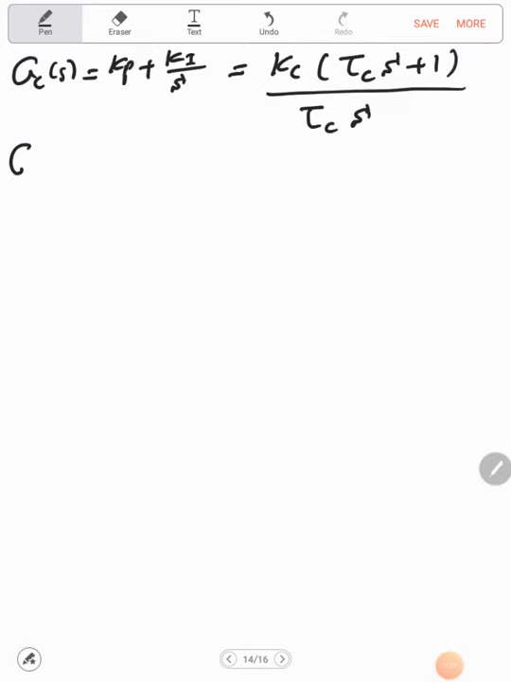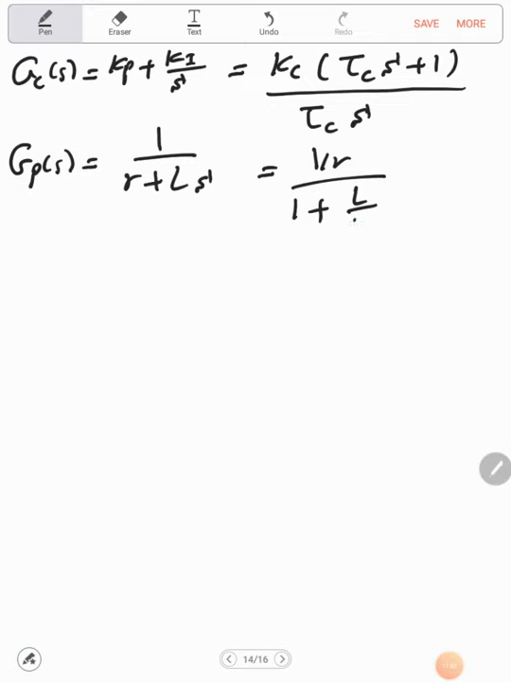So let's say GP of S, which was equal to 1 over R plus LS. This can be written as (1 over R) over (1 plus L over R S). The same thing here, I'm representing the transfer function of the plant of the RL circuit using a DC gain, which is 1 over R, and the time constant, which is L over R.